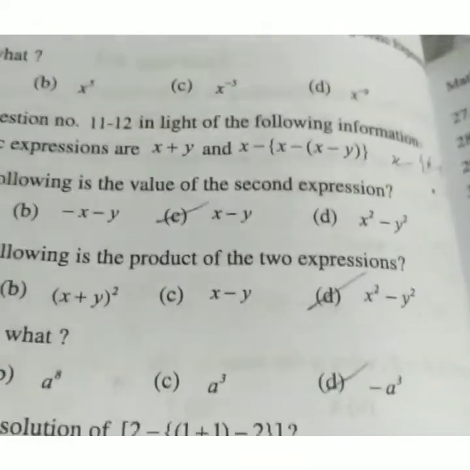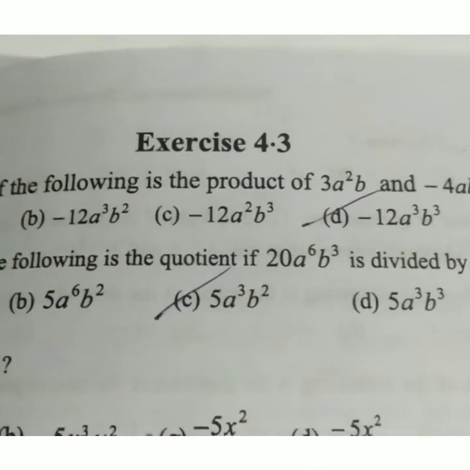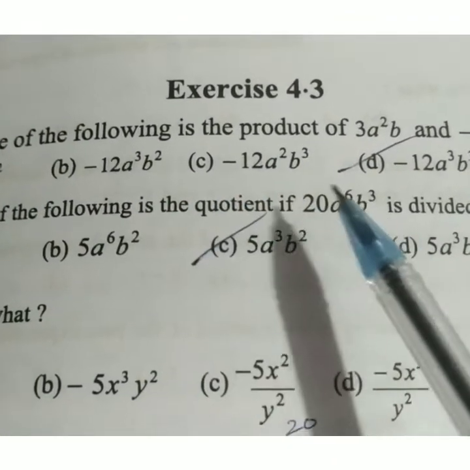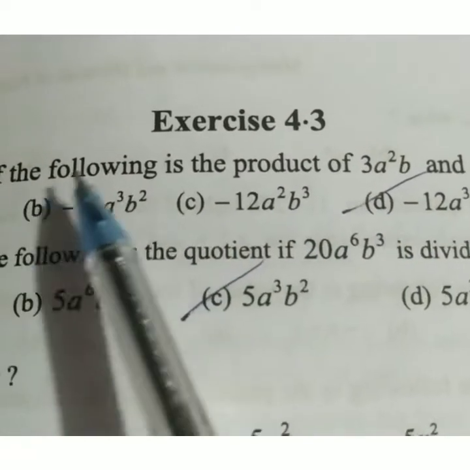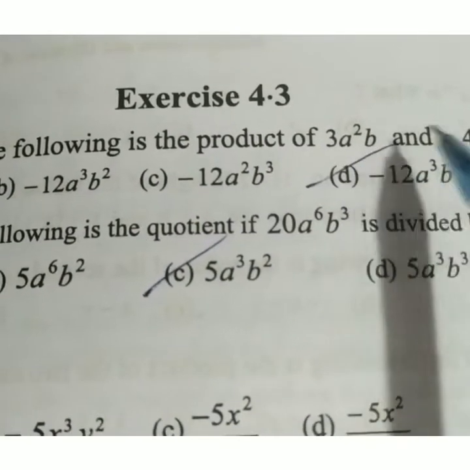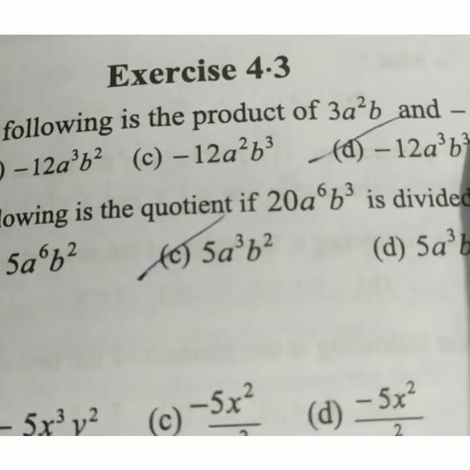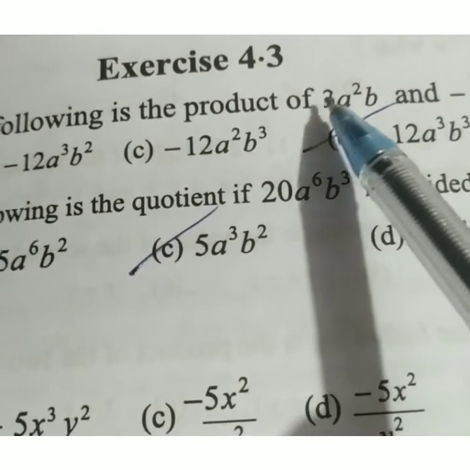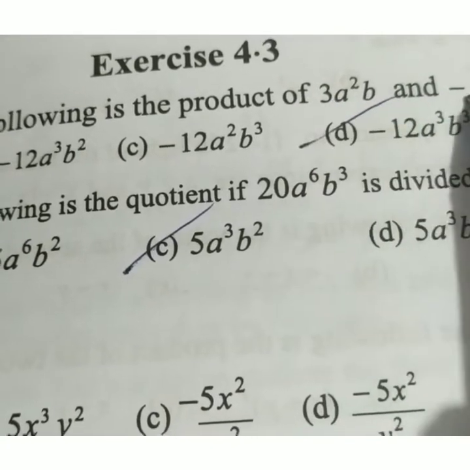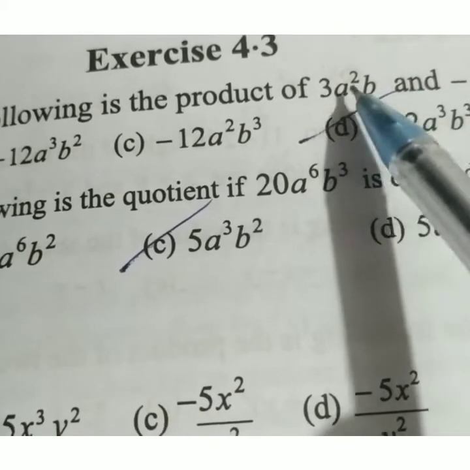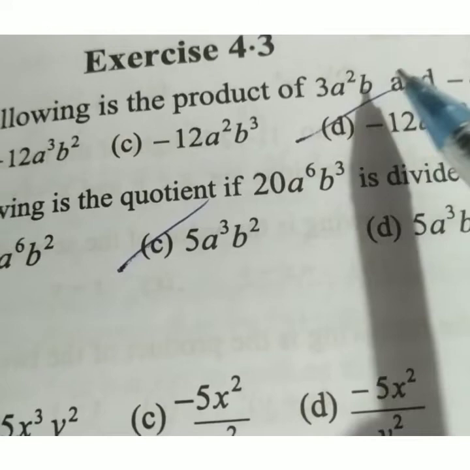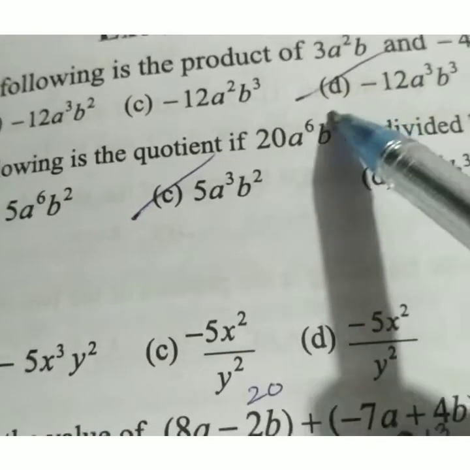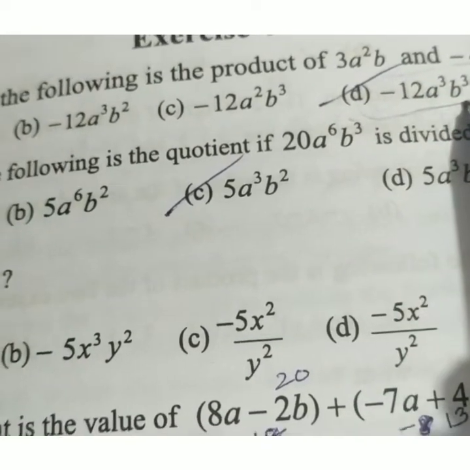Okay, next I'll move on to some problems related to algebra. I'm sure most of this is already clear. Which one of the following is the product of 3a²b and -4ab²? I'll just multiply. 3 into 4 is 12. There is only one minus sign, so I put a minus sign. a² into a is a³, b into b² is b³. So the answer is -12a³b³.